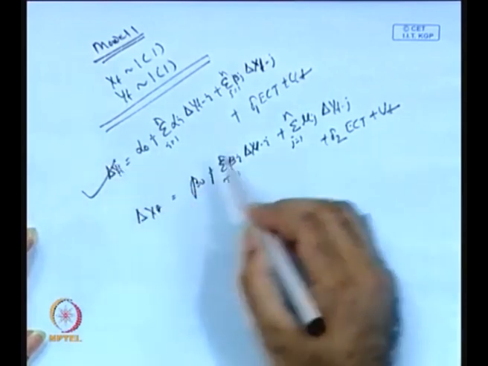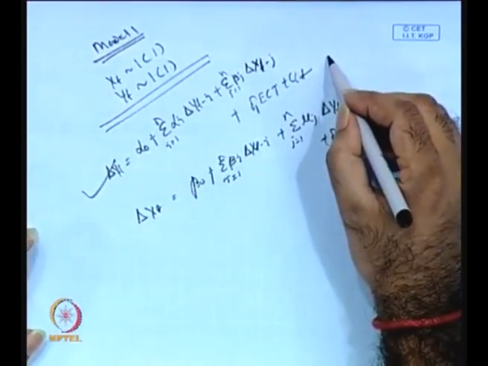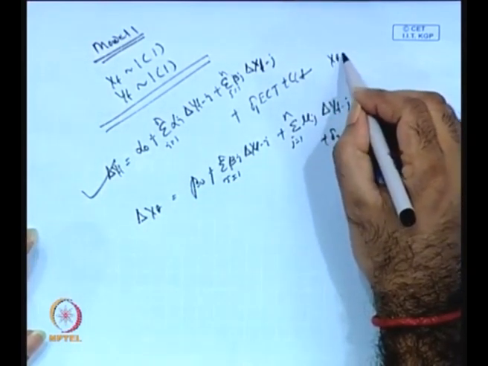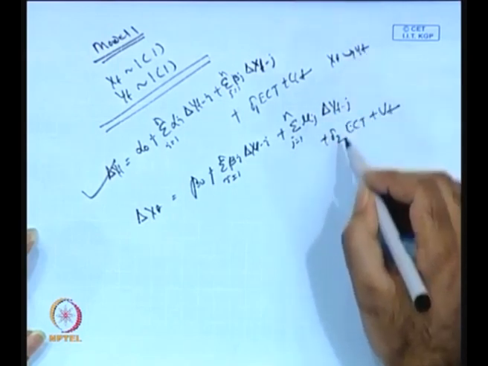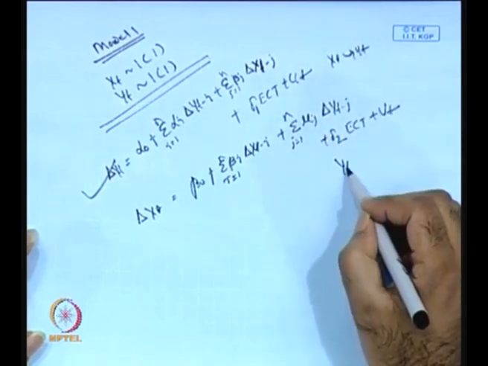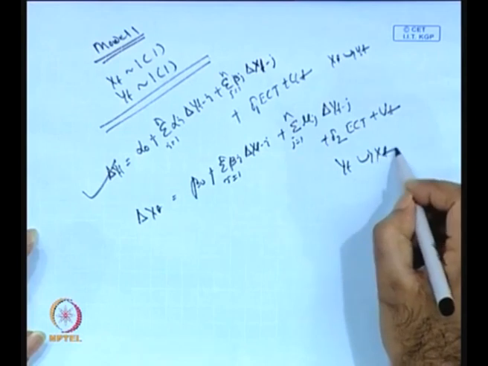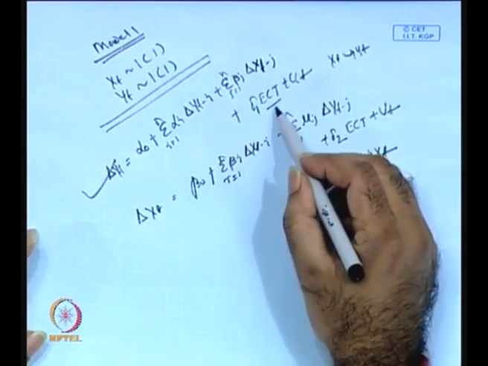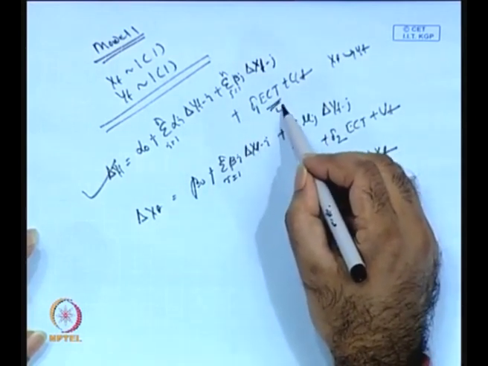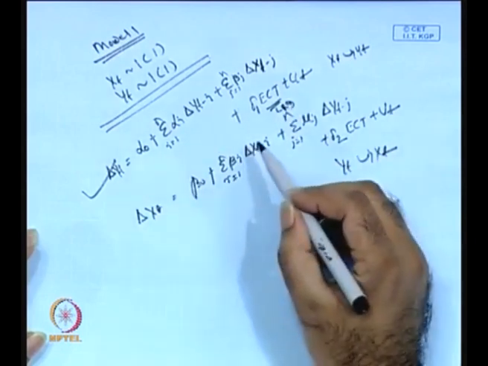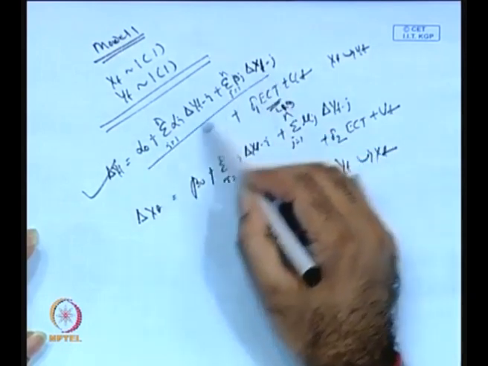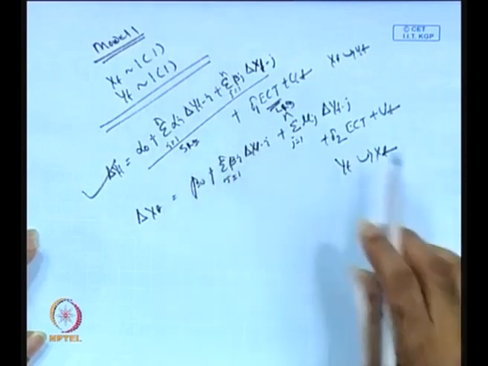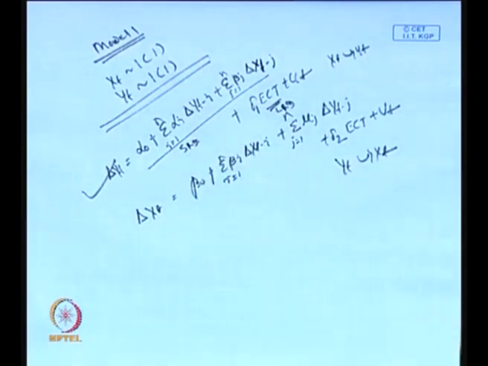So, this particular structure will give you a signal whether x t causes y t. This will give you a signal whether y t causes x t. And this will give you the long run impact, and these all give you the short run impact.